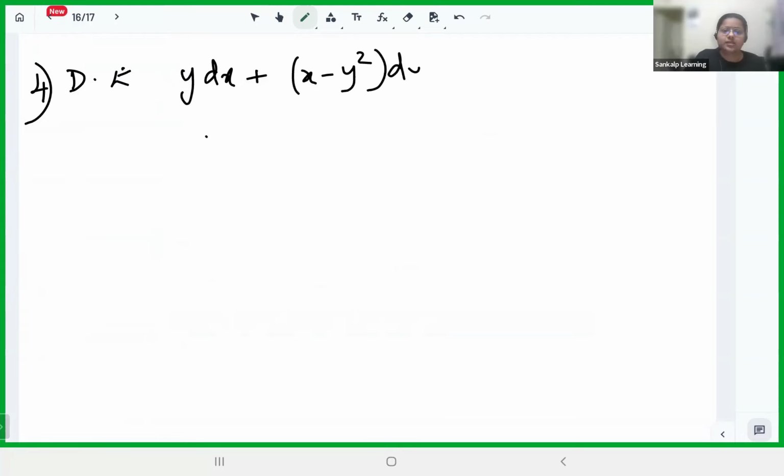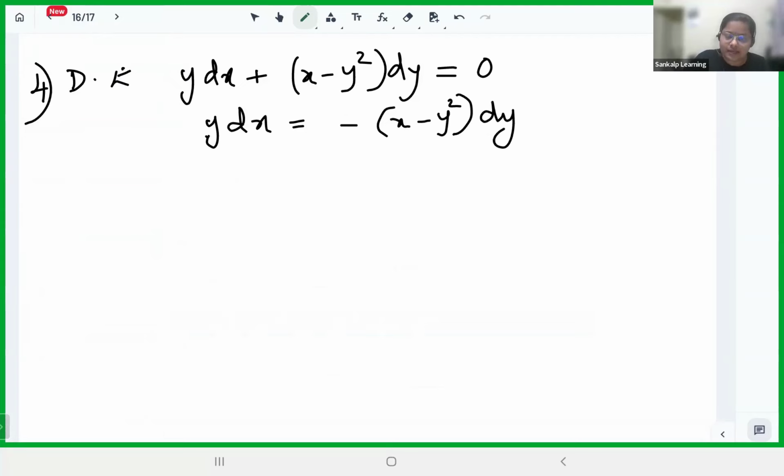Now the next differential equation, the fourth differential equation, is y dx plus x minus y square into dy equal to 0. So y dx is equal to minus of x minus y square into dy. Isn't it? So this can be written as y square minus x dy. So what is dx by dy?